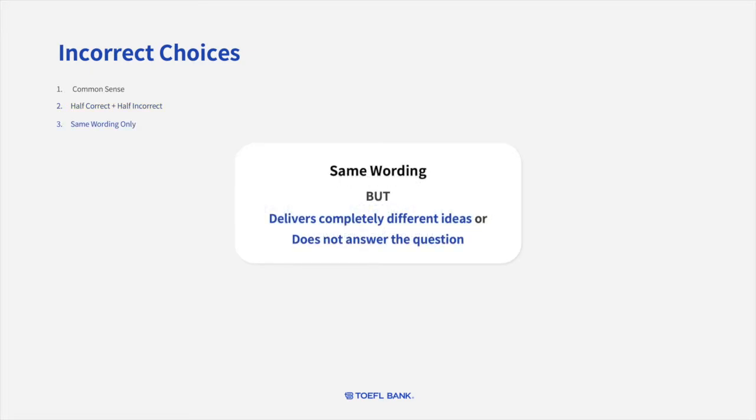Lastly, there are choices that use the exact same words as the passage, but deliver a completely different idea, or do not answer the question that is asked. Containing matching words from the passage does not make the answer correct. Understanding the choices is necessary in order to distinguish between right and wrong answers.